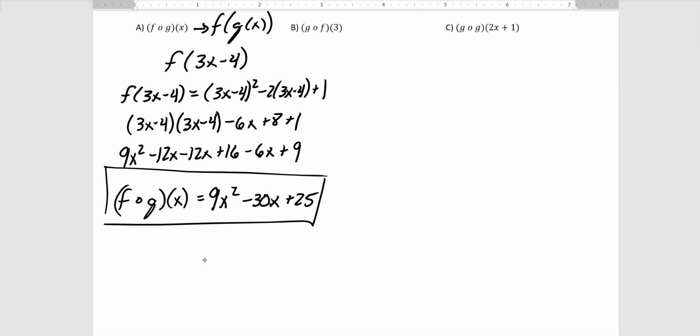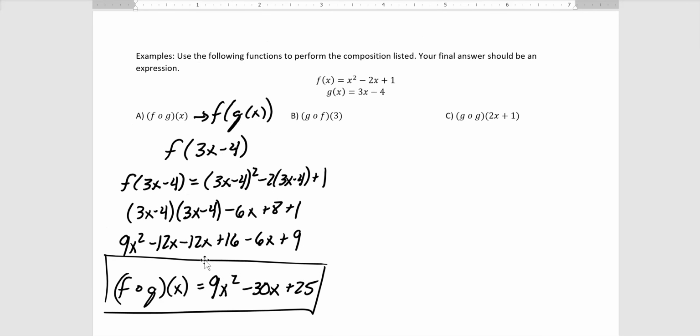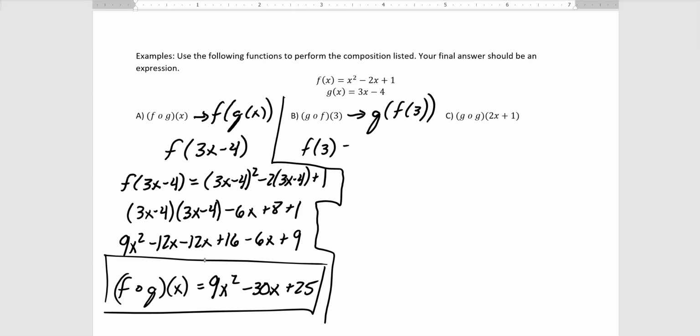Now notice on this one my input was x. What if it's a number? Well, let's try g of f of 3. So the first thing I'm going to have to find here is f of 3. Let's try to split this up a bit. f of 3 equals 3 squared minus 2 times 3 plus 1. So 3 squared is 9. Negative 2 times 3 is negative 6, plus 1. 9 minus 6 is 3. 3 plus 1 is 4. So f of 3 equals 4.